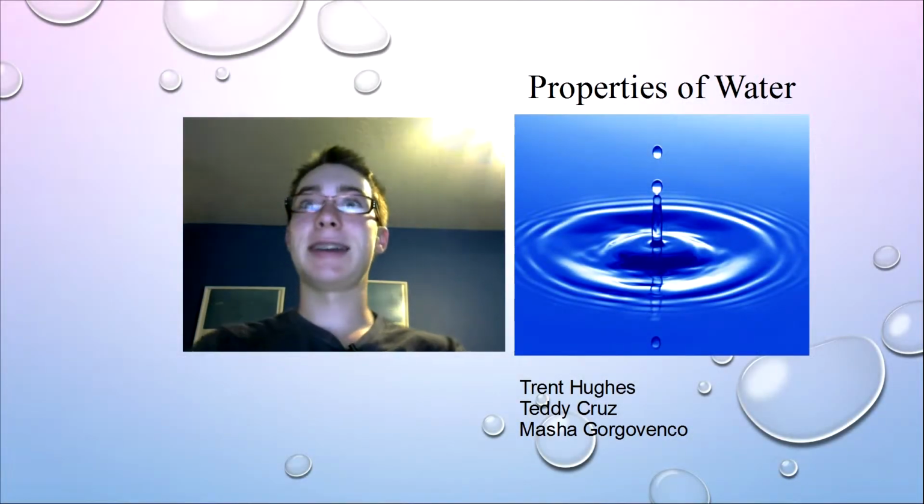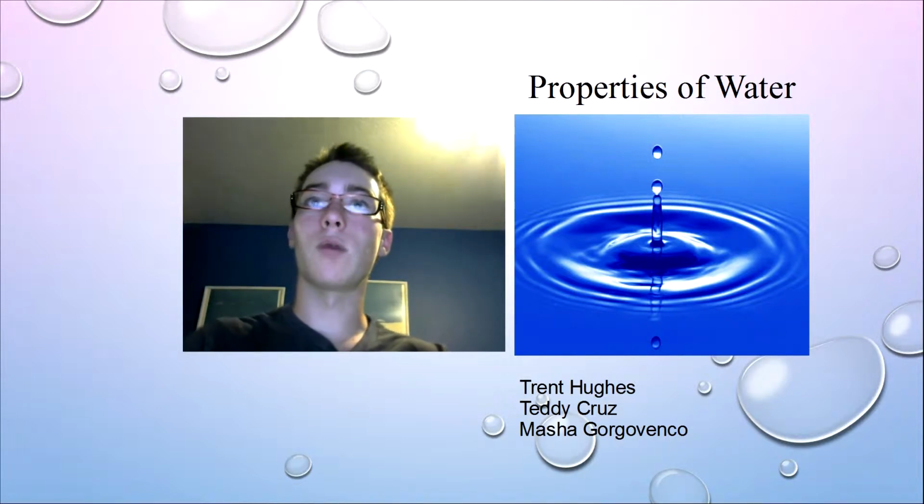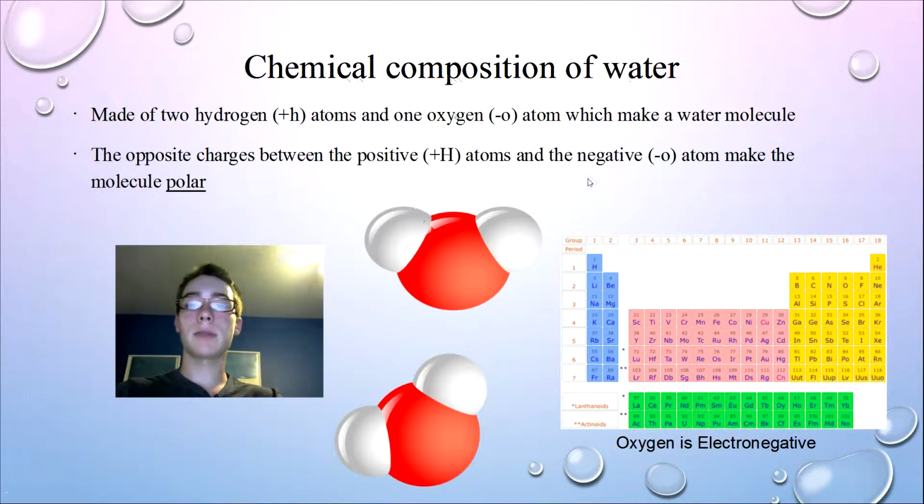Hi, it's Mr. Anderson, and in this video I'm going to be discussing the properties of water. Alright, so let's start by looking at the chemical composition of water. Basically it's made up of 2 hydrogen atoms and 1 oxygen atom.